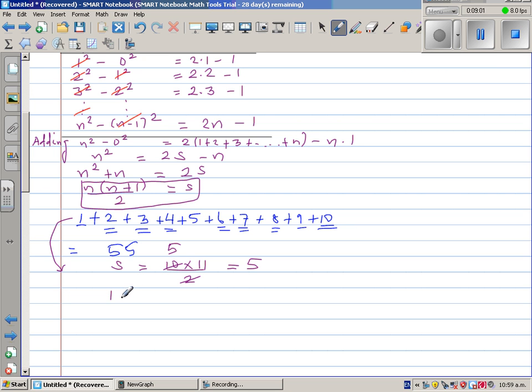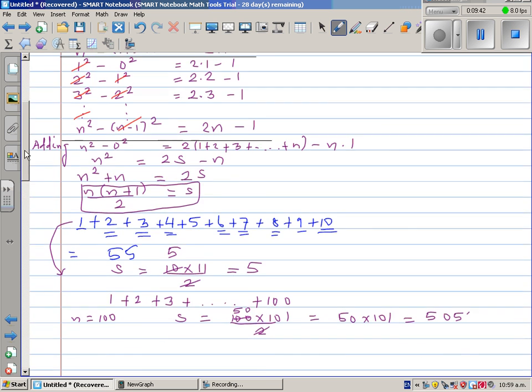so this is 1 plus 2 plus 3, and I want to add up to 100. So my n is 100 here. Using the formula, S is 100 times the next number, 100 times 101 divided by 2. This is the same as 50 times, since 2 goes into 100 fifty times, so this is the same as 50 times 101. And that's what we got, 5050.